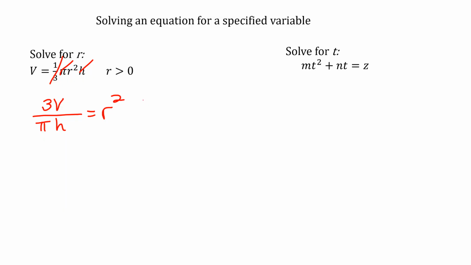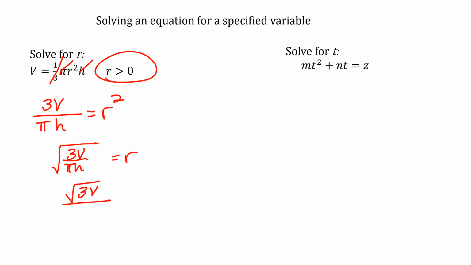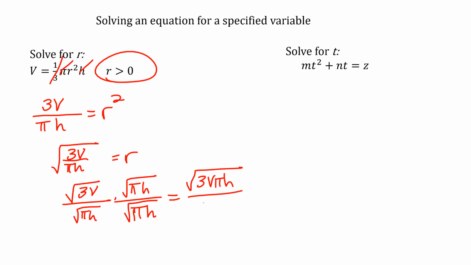You would normally put plus or minus, but since you know that r is positive, you can just put the square root of 3v over pi h is equal to r. You don't need to put plus or minus because r is greater than 0. And then you're going to need to rationalize this. This is the square root of 3v over the square root of pi h. To rationalize that, you're going to need to multiply by the square root of pi h on the top and the bottom. And so that is going to give you the square root of 3v pi h over pi h, just to rationalize it.